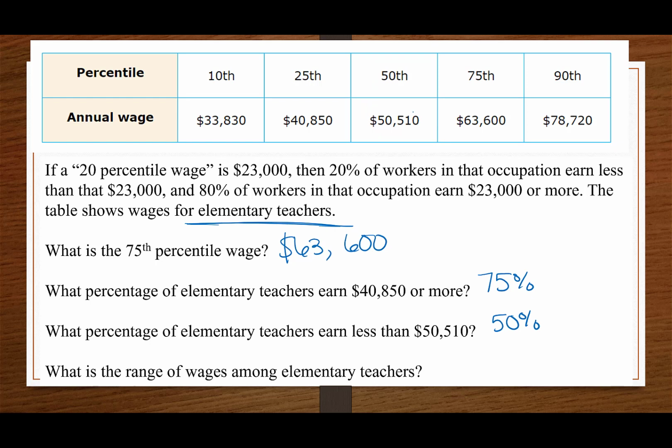The final question, what is the range of wages among elementary teachers? Range goes back to an earlier lesson. That is just the greatest amount minus the smallest amount given. And so for this problem, the only information we have is we're going to take the 90th percentile, which is $78,720, and subtract the smallest given wage, which is $33,830, to get a range, it's a big difference in pay, of $44,890.